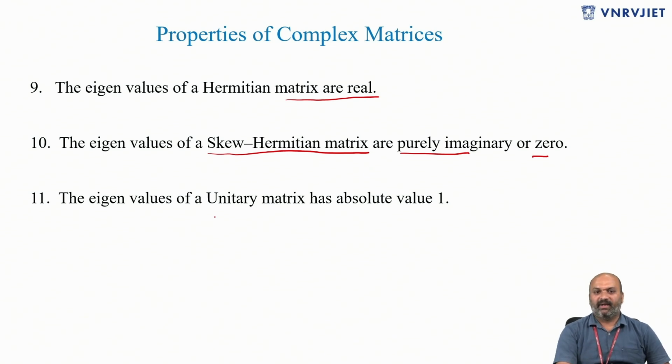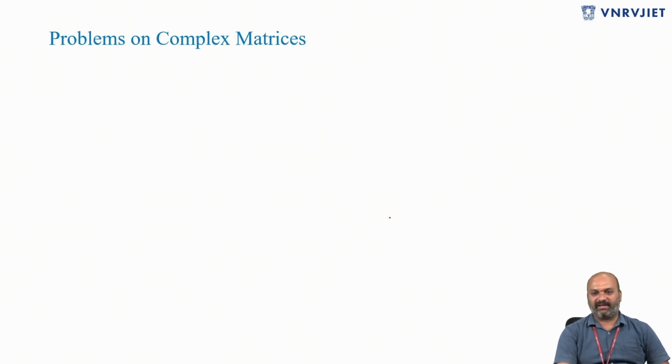Similarly, now the unitary matrix. We have seen the absolute value of the determinant of a unitary matrix is unit modulus. In the similar manner, eigenvalues of a unitary matrix have absolute value 1. Eigenvalues of a unitary matrix are of unit modulus also, we can say. So these are the properties of complex matrices. Next, problems on complex matrices.